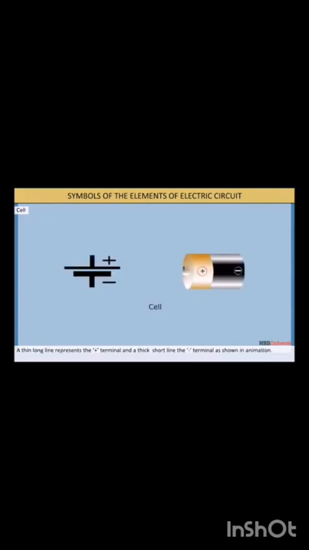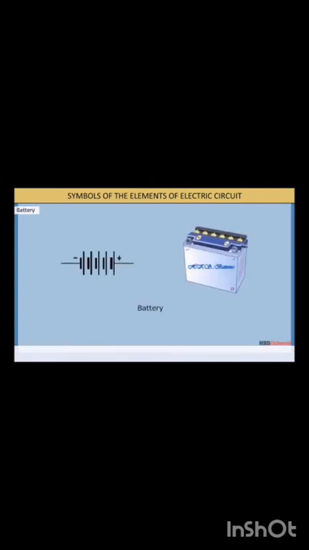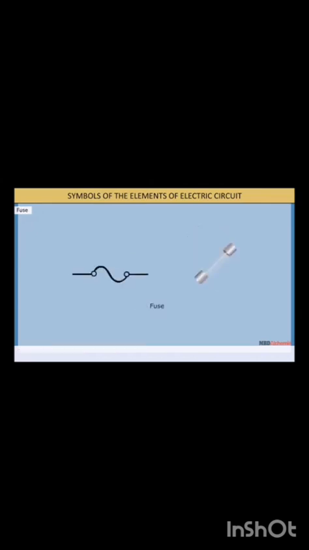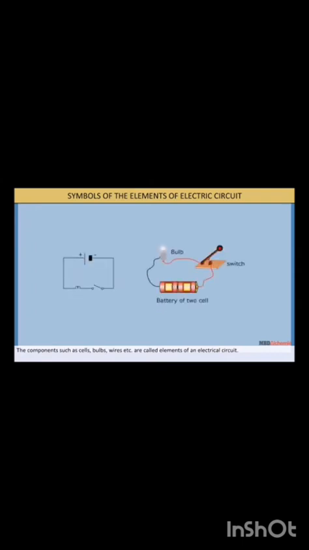Cell. A thin long line represents the plus terminal and a thick short line the negative terminal as shown. Battery. A combination of two or more cells is called battery. Its symbol is also a combination of cell symbols as shown. Fuse. It is a safety device in electric circuits. The components such as cells, bulbs, wires, etc. are called elements of an electrical circuit.